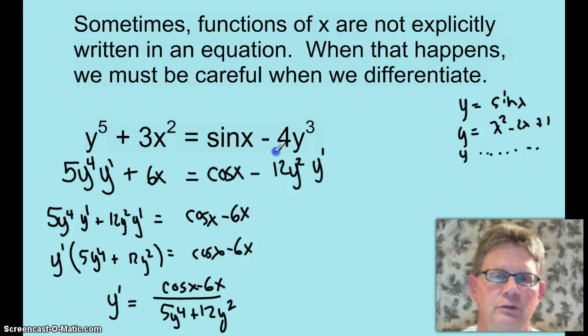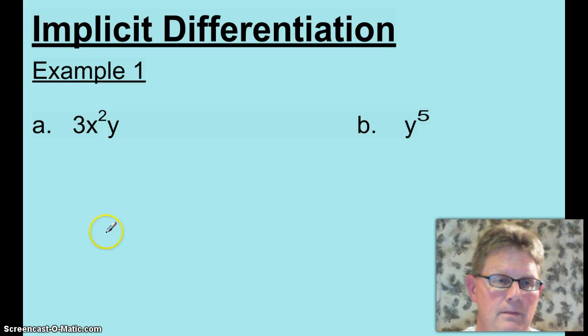Even though this function was not written in terms of y, we can still find y prime. Let's go ahead and move on. Alright, we'll do it again.